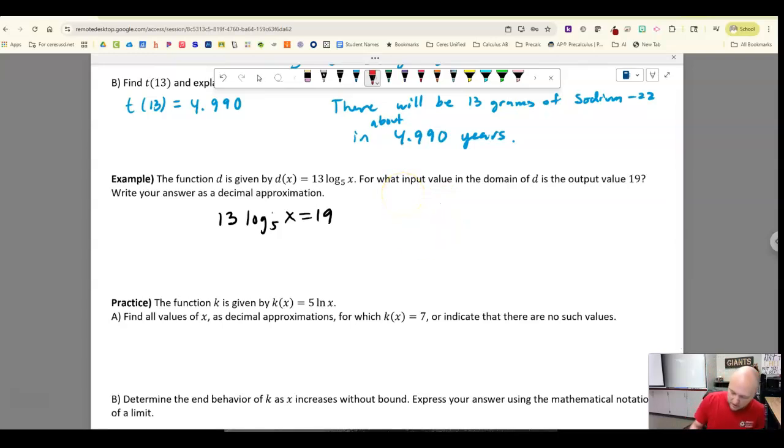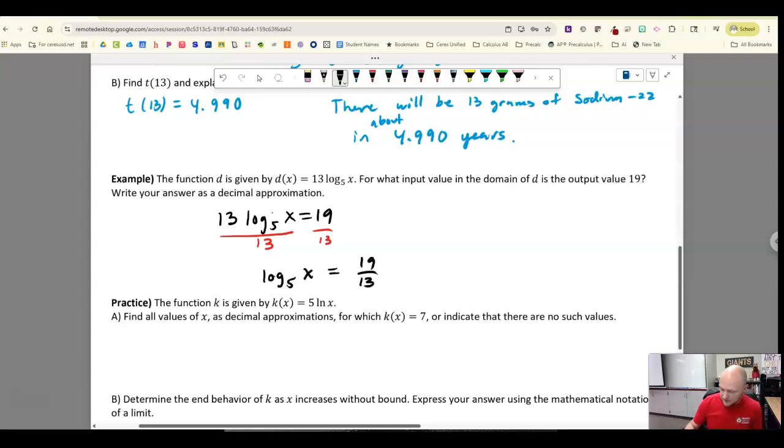So okay, I'm going to undo that 13. I'm going to divide both sides by 13. And I get log base 5 of x equals 19 over 13. What is that value? I don't know. I don't care. Now I'm going to undo the log base 5. How do I get rid of that? Well, I'm going to raise both sides by 5. Okay, so x is equal to 5 to the power of 19 over 13, which, let's see what this value is.